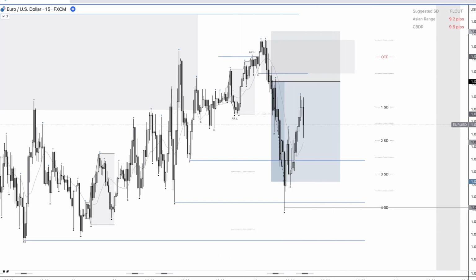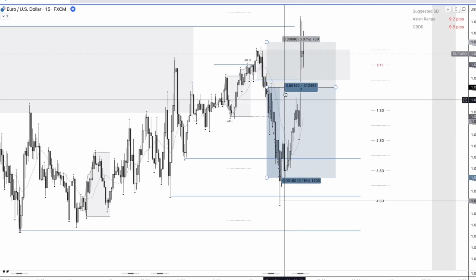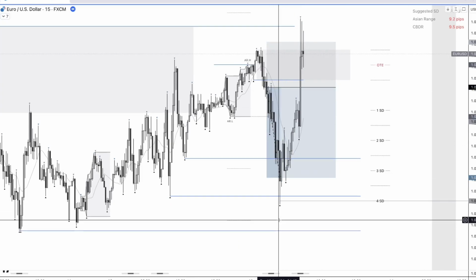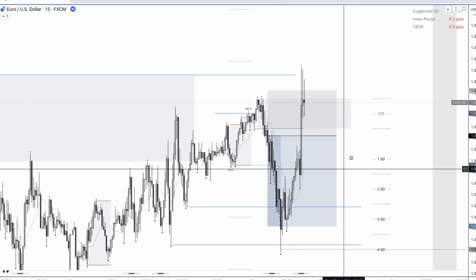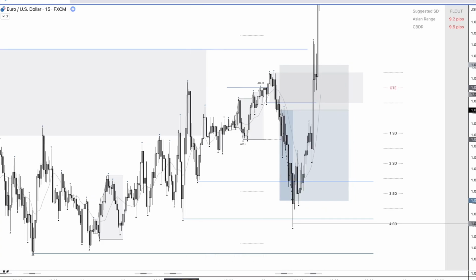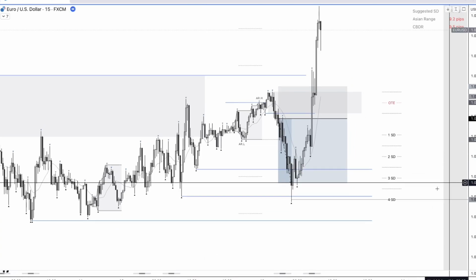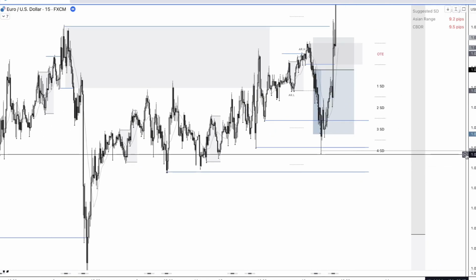And yeah, I think this is a great example because if you weren't taking partials on the way down, you would have got either taken out for a loss or you would have got taken out at break even. I think this is on the news release. So a really good example. I didn't have any other setups for the rest of the week. That was pretty much the only thing that was of interest to me.